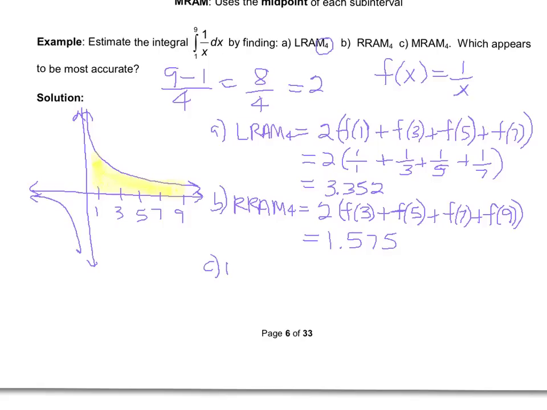And then for MRAM, now this one you're not using any of the points that you actually see on the graph. You're using the midpoints of the subintervals. The width of each subinterval is still 2, but this time you're going to use f of 2. That's the midpoint of the first subinterval. F of 4, f of 6, and f of 8. And you plug all that in and you get 2.083.